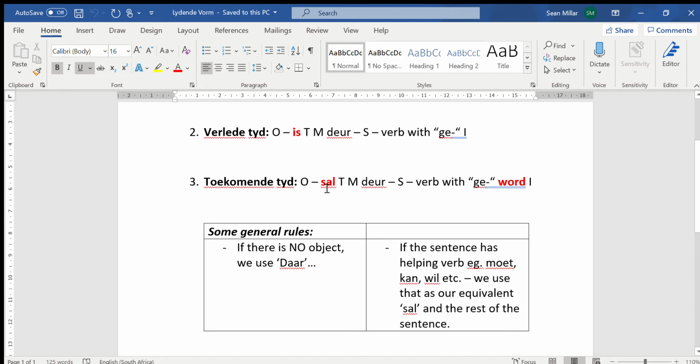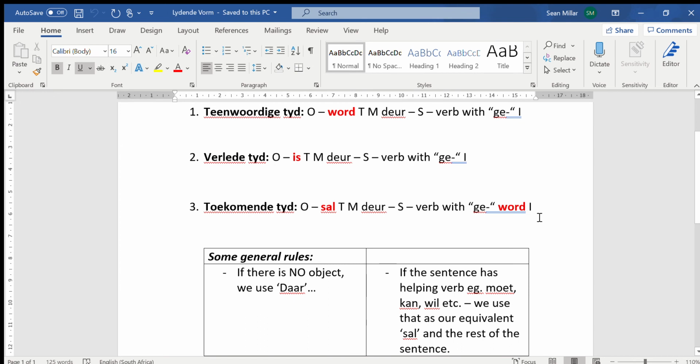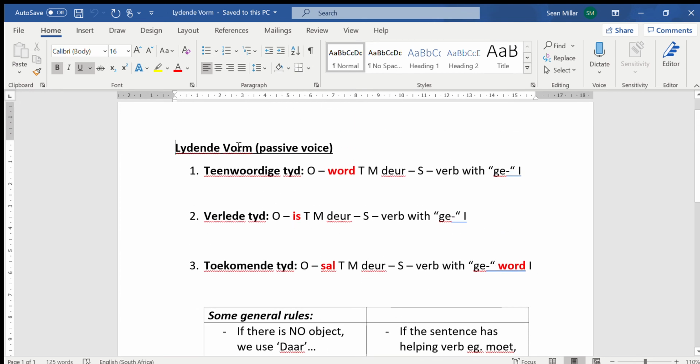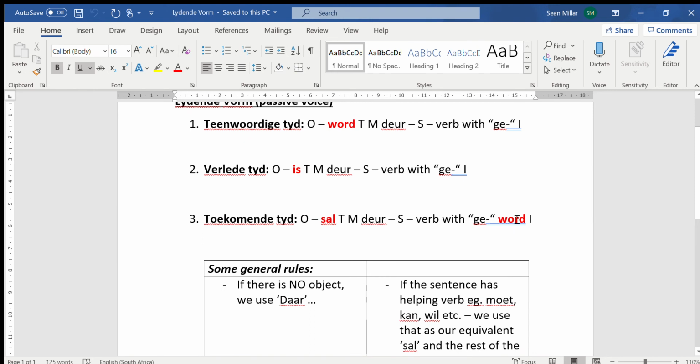So then if our original future tense sentence has kan or wil or moet or whatever in it, then we don't replace that with a sal, we simply keep that word there. So you could keep kan deer or wil deer or moet deer, and then you have your subject after deer, and then your verb at the end of the sentence, obviously with a ge. And then very important to note, for your toekomende tyd lydende vorm, you have to add the word word at the end of the sentence. However, this word still comes in front of your infinitive, which is represented by that I.